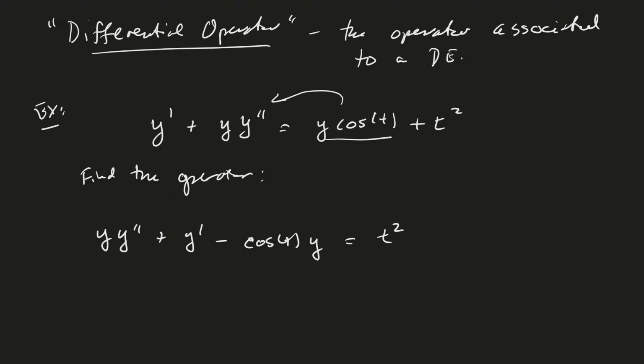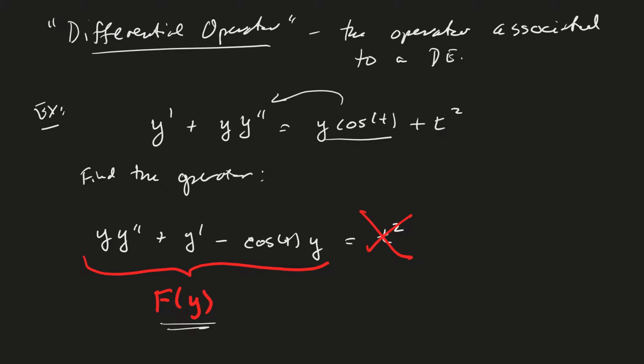Okay, and so the idea is that you're going to ignore the right hand side. That doesn't have anything to do with y, and what's left on the left hand side is going to be your operator. So this is going to be your f of y. Okay, and so this is telling us what to do with our y.